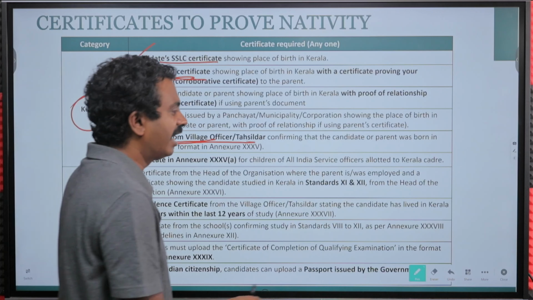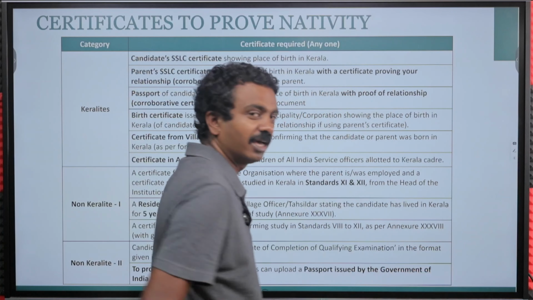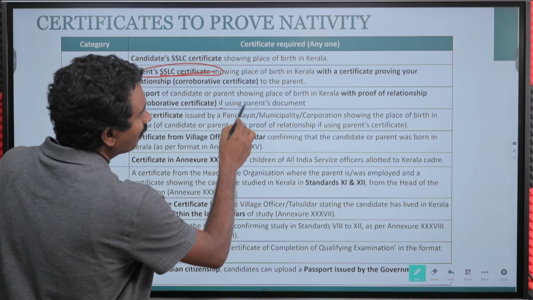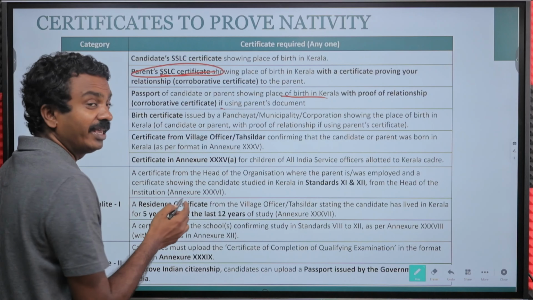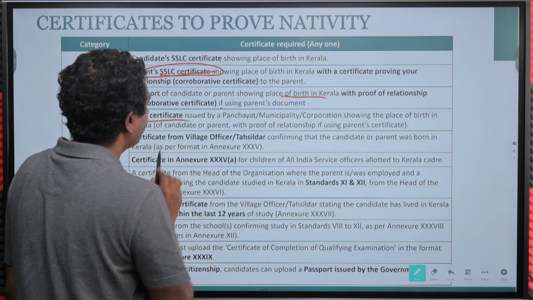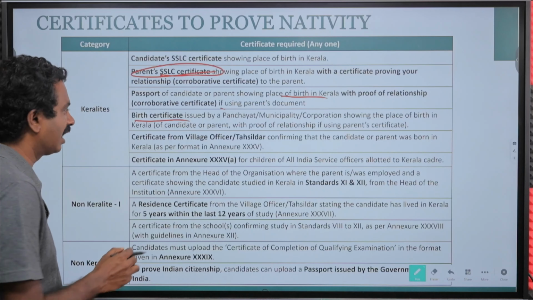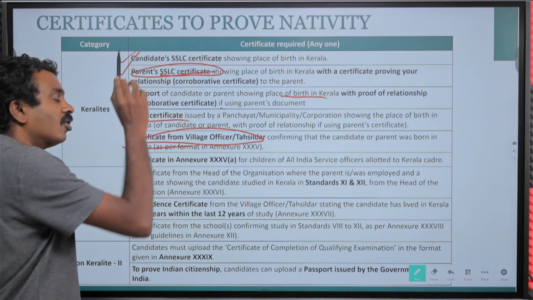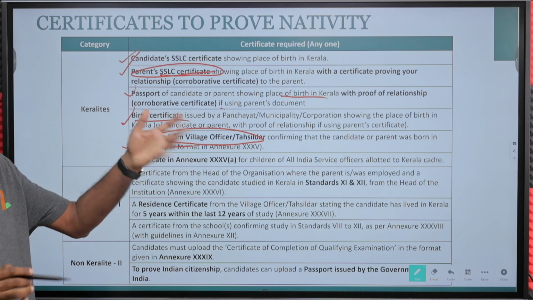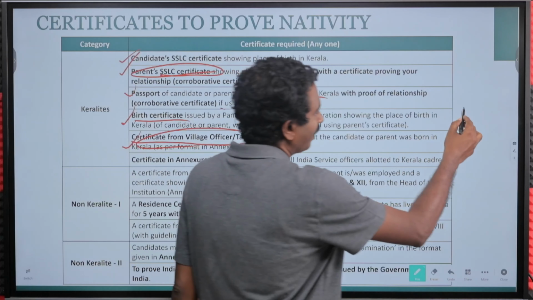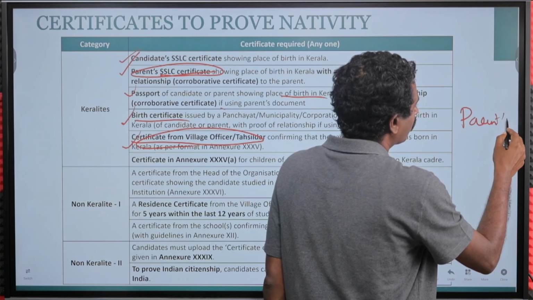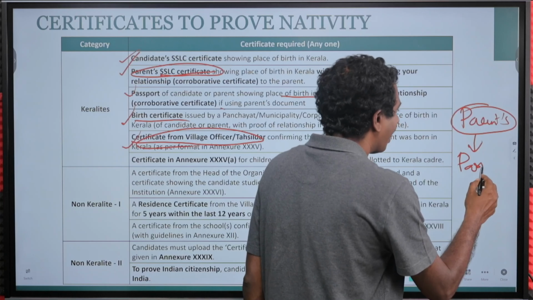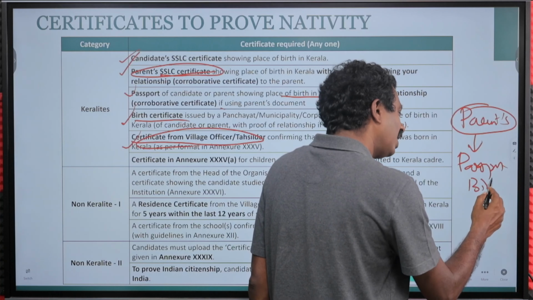If you can't get that because you were not born in Kerala but your parents were, then the same SSLC certificate or passport of the parent, or birth certificate of the parent, or a certificate from the village officer, showing the place of birth as Kerala, is also fine. Yours or any one of your parents'. But if you are showing your parents' certificate, you need to provide a proper document showing that this is your parent. The passport itself will have that, or the birth certificate usually will.